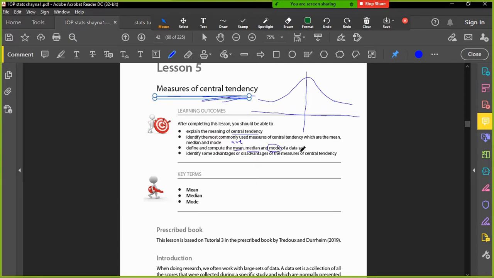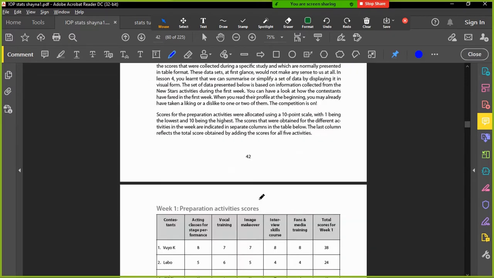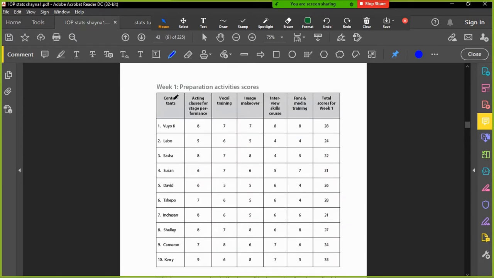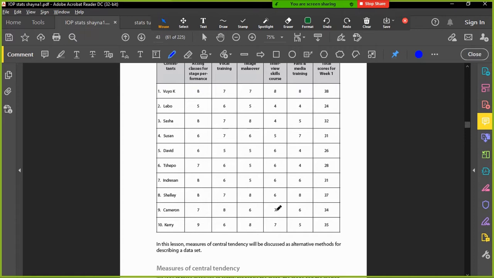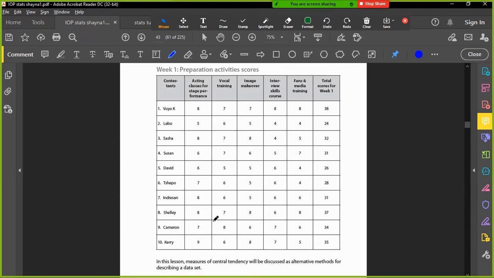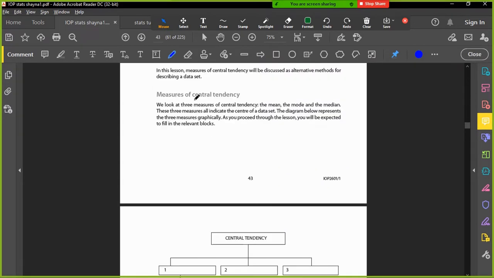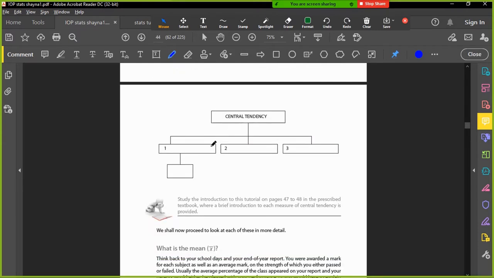Do you agree with all those 3? Yes, I do. Great. So now we need to work them out. Let's see what you've been given here. Week 1, preparation activity scores. You've got all these scores for all these different people. In this lesson, measures of central tendency, we'll be discussing alternative methods for describing data. They're obviously using this as part of their explanation. Measures of central tendency, we know that there are 3: mean, mode, median.